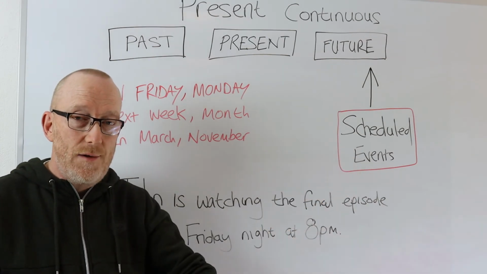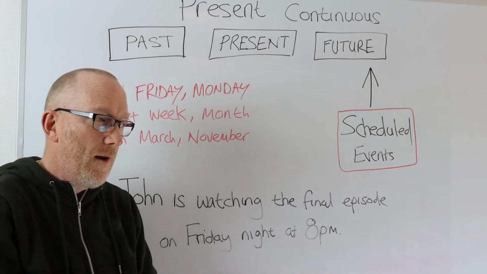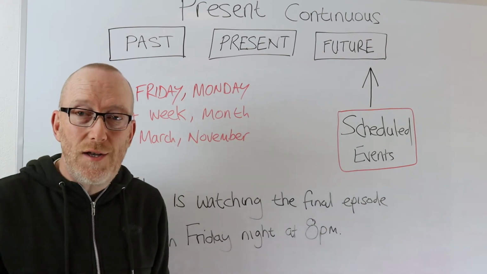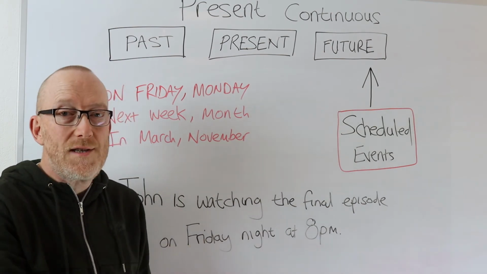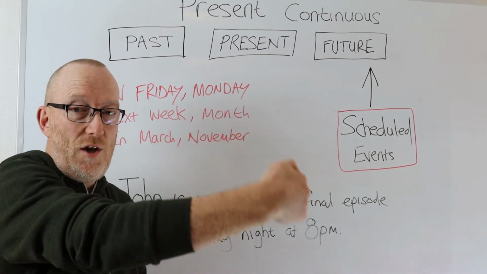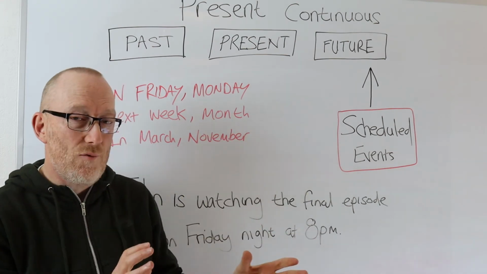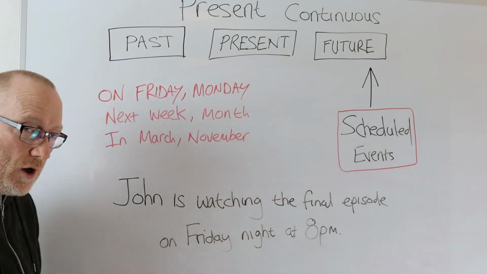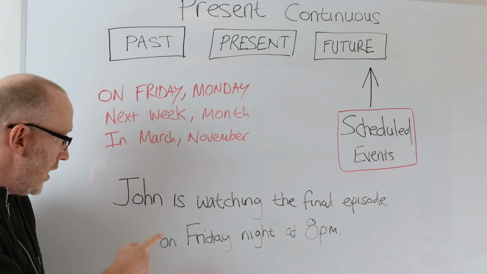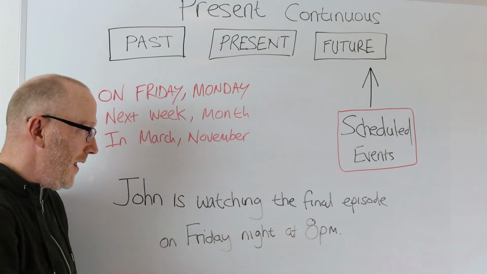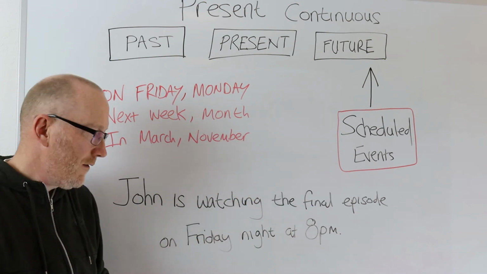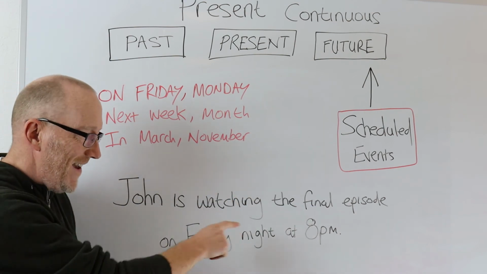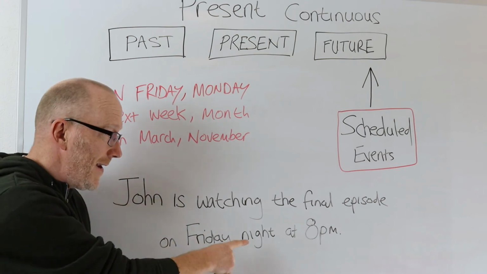Scheduled events. So these are events that will be penciled into your diary. They will be within your schedule for things that you are going to do in the future. And we describe them using the present continuous. So let's take a look at the example. John is watching the final episode of Game of Thrones on Friday night at 8 p.m. On Friday night at 8 p.m.